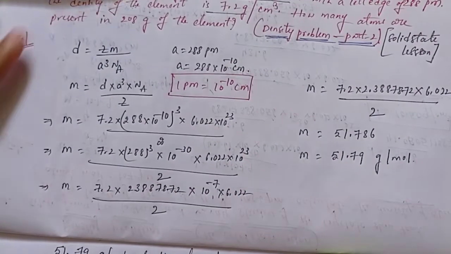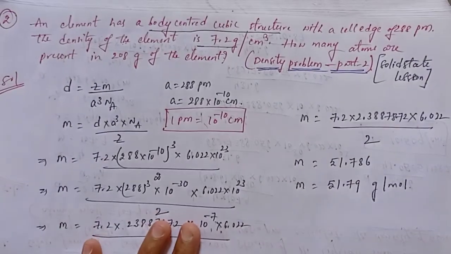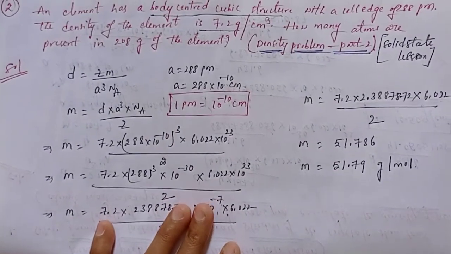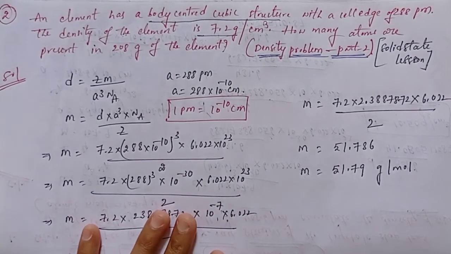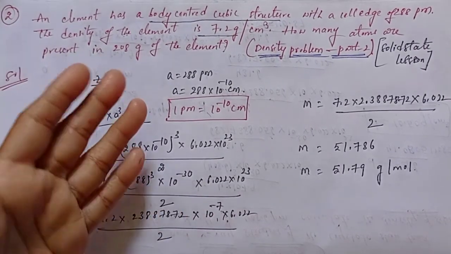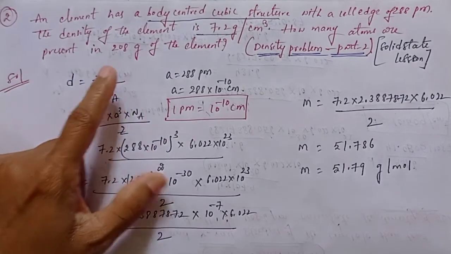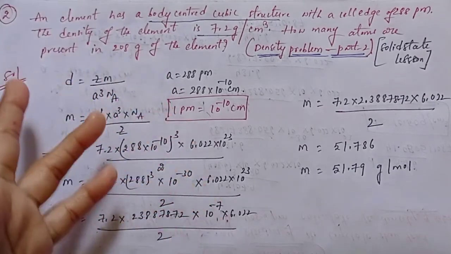Are you understanding? So this is the density problem, students. This is part 2. In part 1 I discussed another model of density problem. This is the second model, students. We have to find the molecular weight first. Next, in this weight of the element, how many atoms are present?